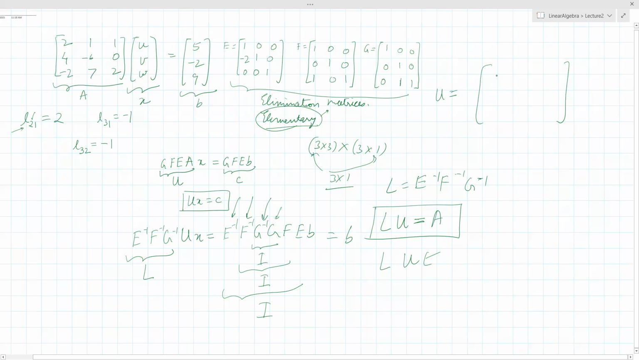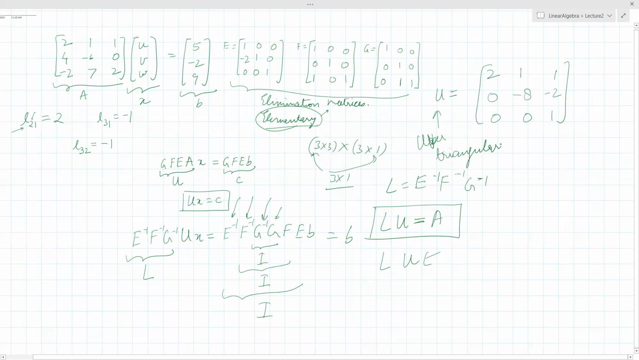Let me see if I have already calculated it. We already did that in the previous class. We can find that directly from there. So it comes out to be -8, -2, and 1. Is that okay? And the reason we call this U is because this type of matrices are called upper triangular matrices. That is why we call this U.